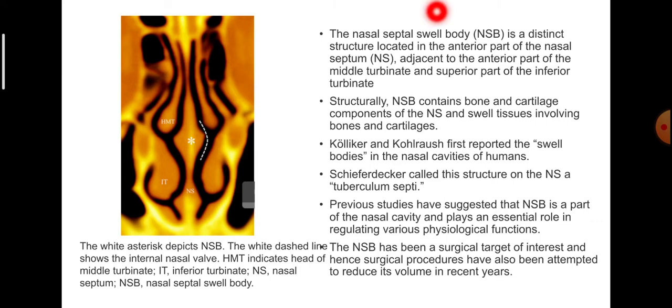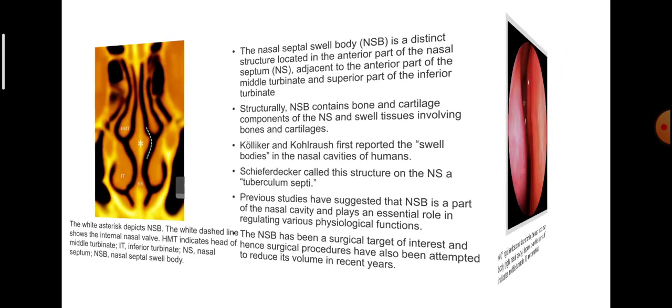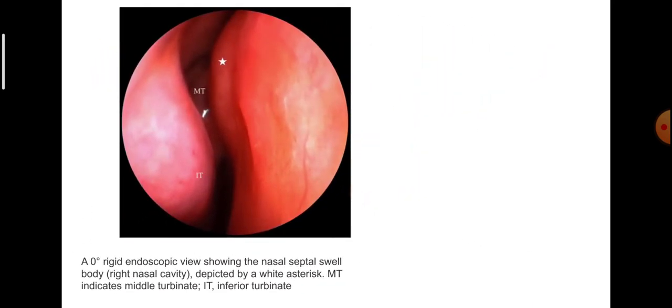The swell body of the nasal septum. These are pictures we have routinely seen but neglected or not realized. This is the inferior turbinate, septum, middle turbinate, the swell body on the nasal septum. Earlier we thought that the septum above was deflected. No, this is the swell body seen on zero rigid endoscopic view and depicted by this asterisk here.